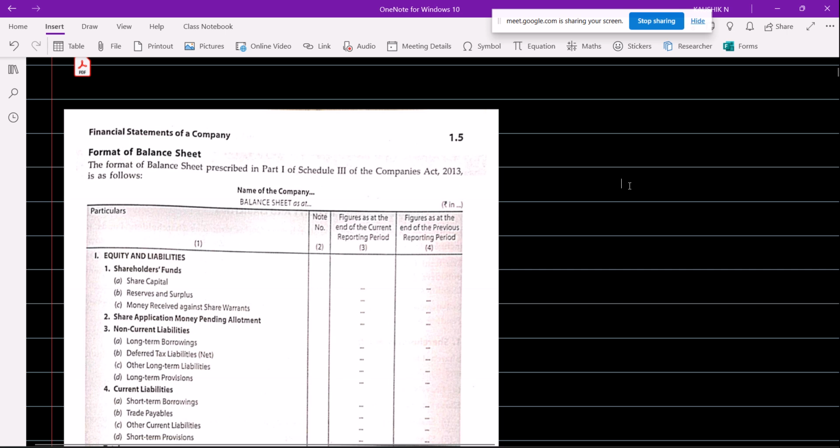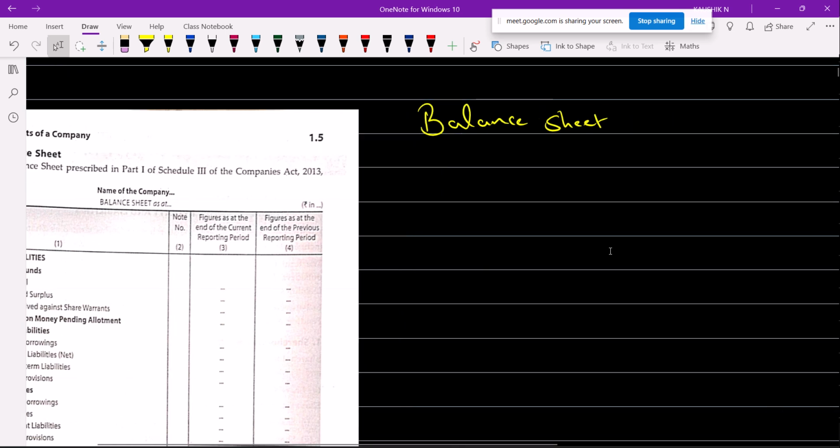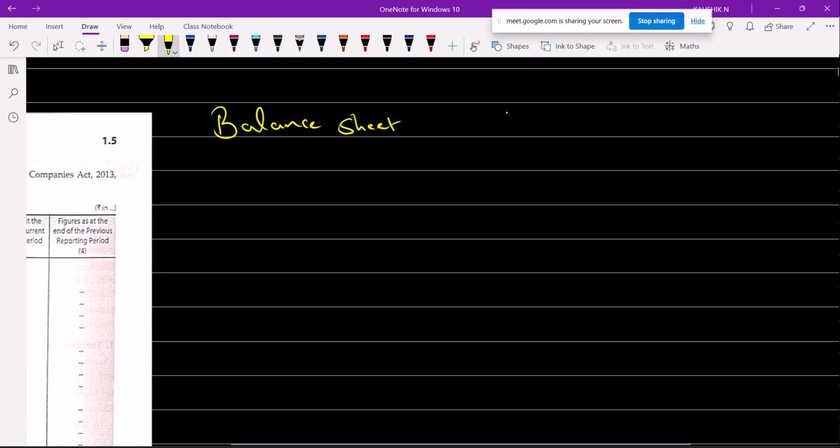So we are now stepping into a new chapter. The chapter name is Financial Statements of a Company. In this chapter, what we are going to learn is very simple. We are going to learn the formats of the balance sheet. We are going to learn the balance sheet format. It is not the same format that you learned in grade 11.